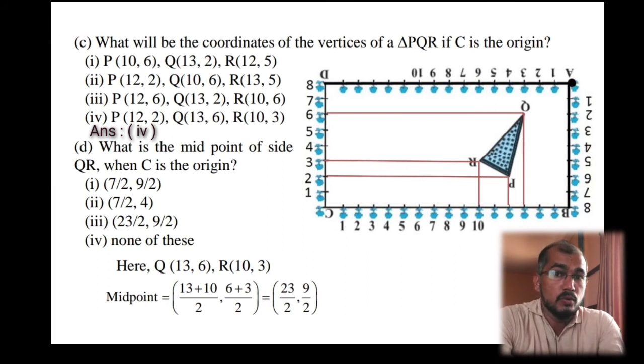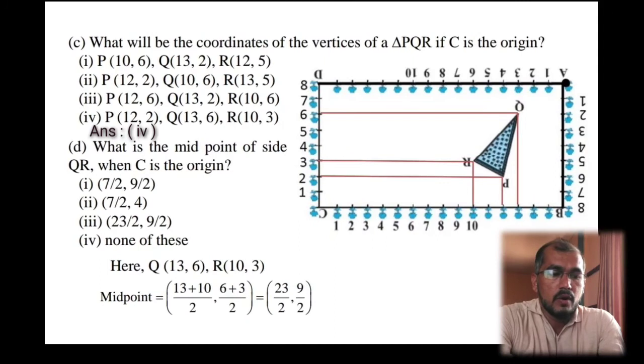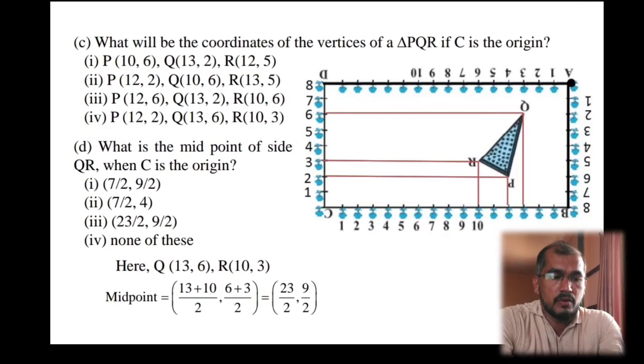So you know how to check the coordinates. That is very important, children. So you have to understand it. Now D. What is the midpoint of the side QR when C is the origin? We have to find the midpoint of QR when C is the origin. Q is (13, 6) and R is (10, 3). So these are the two values.